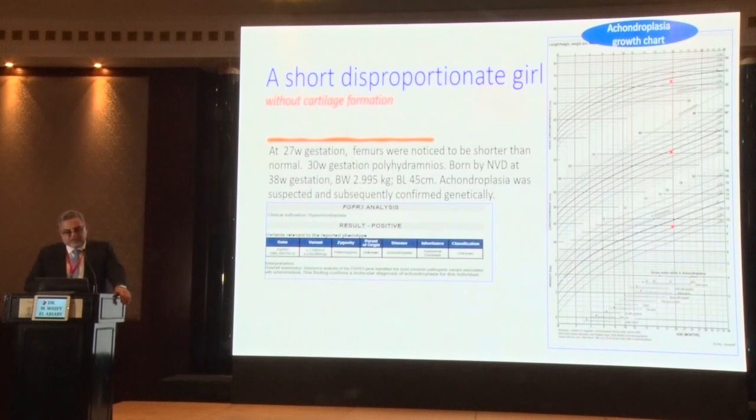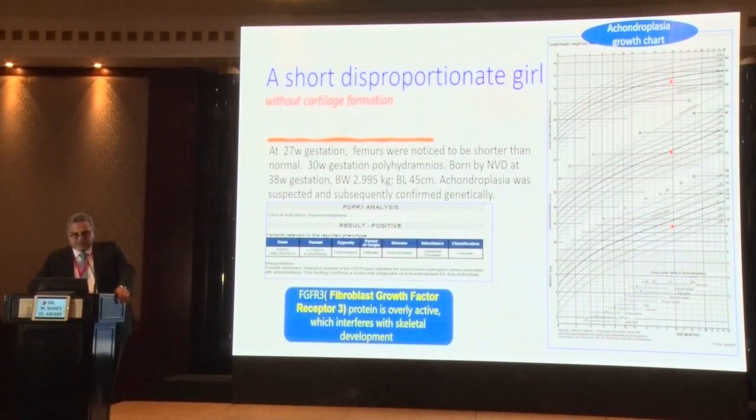Another girl, a short, disproportionate girl, with a defect of cartilage formation. So she has achondroplasia. At 27 weeks gestation, the femurs were noticed to be shorter. At 30 weeks, the mother developed polyhydramnios. She was born by normal vaginal delivery at 38 weeks with a birth weight of 2.9. Achondroplasia was suspected clinically and subsequently confirmed. The only abnormality known to cause achondroplasia is a mutation in the fibroblast growth factor receptor 3, FGFR3. This is her growth chart, which is a growth chart for achondroplasia. She's just under the 50th centile, as we can see in the three parameters.